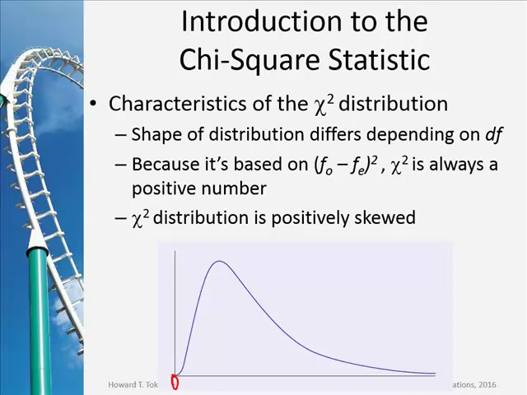Why? If it starts at 0, that means it can only be what type of number? Positive. Why can't it be a negative number? Because we squared it. All right? So it's always going to be a positive number. It's going to start at 0. If we have a chi-square of 0, what does that mean? Exactly. That there was no difference between what we observed and what we expected.